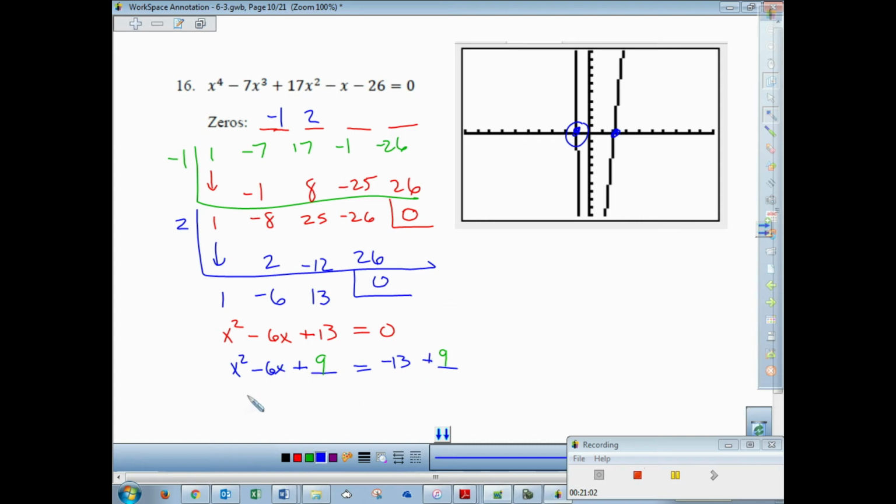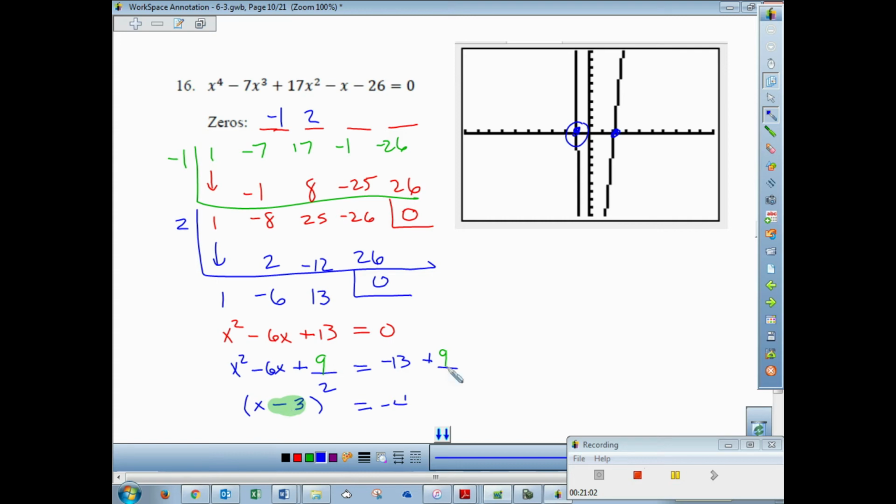It's this part that we messed up with, and I understand we haven't done a lot of complete the square in your past. Square root of this guy, x. Square root of this guy, 3. Bring that sign down. This number is always half your b value if you've completed the square correctly. And that equals negative 13 plus 9 is negative 4, right?